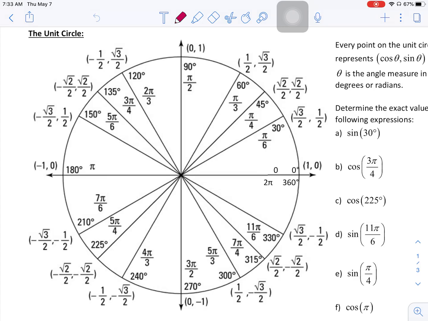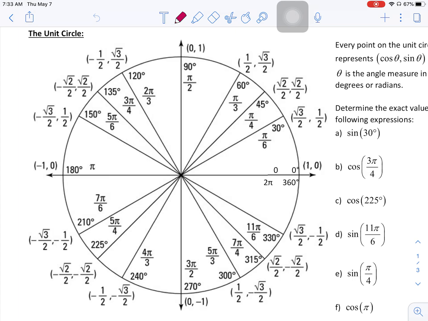So what I'm going to do today is talk about the unit circle. We're going to break up lesson sheet number 4 into a couple different videos. This first video, I just want to talk about the basics of what the unit circle is and how to read information off of it.